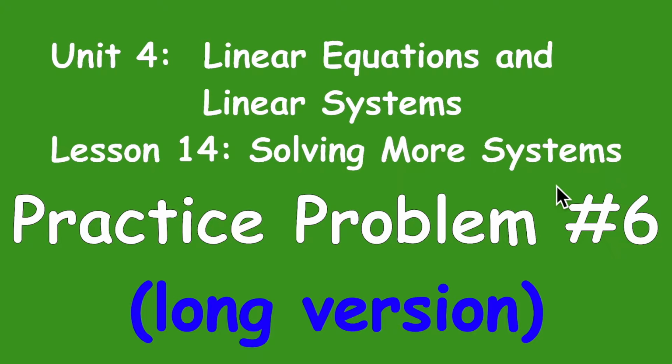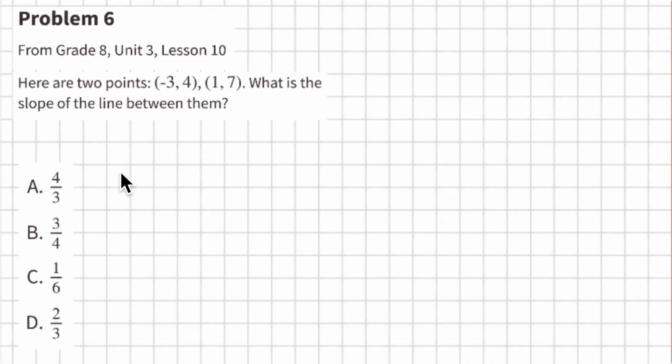This is practice problem number 6, lesson 14, solving more systems, in unit 4, linear equations and linear systems. And this is a long version of practice problem number 6, in which I go into more detail on the calculation of the slope and a quick review of the concept of a slope triangle. Once again, in this problem, you're given 4 possibilities of the slope of the line that's drawn between these 2 points, and you're asked which one of these 4 is that slope.